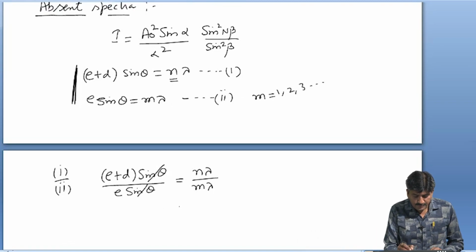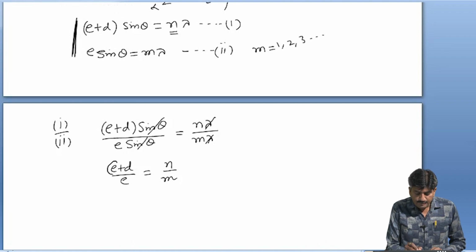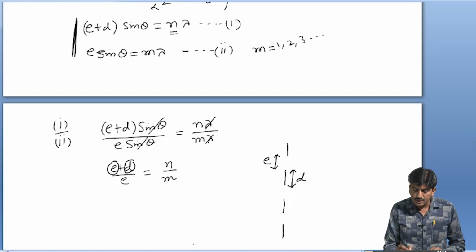Sine theta cancels out, lambda cancels out, and (E plus D) upon E equals n upon m. E represents the slit thickness and D represents the separation between two slits. This is the grating, this is slit thickness E, and this is the separation between two slits D.